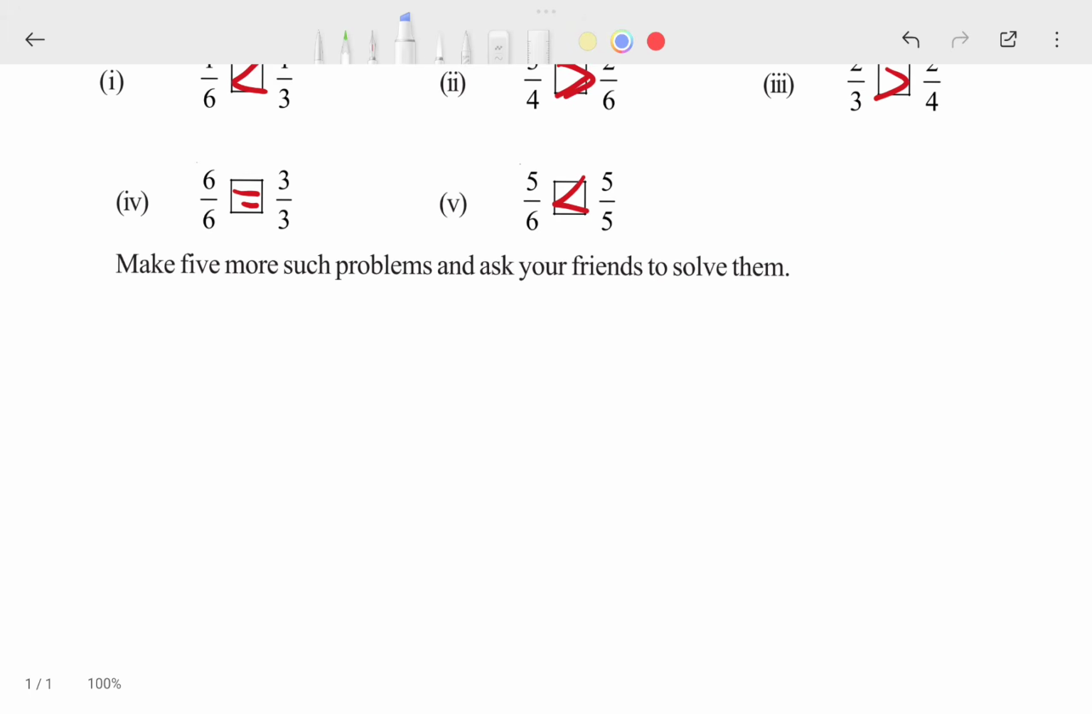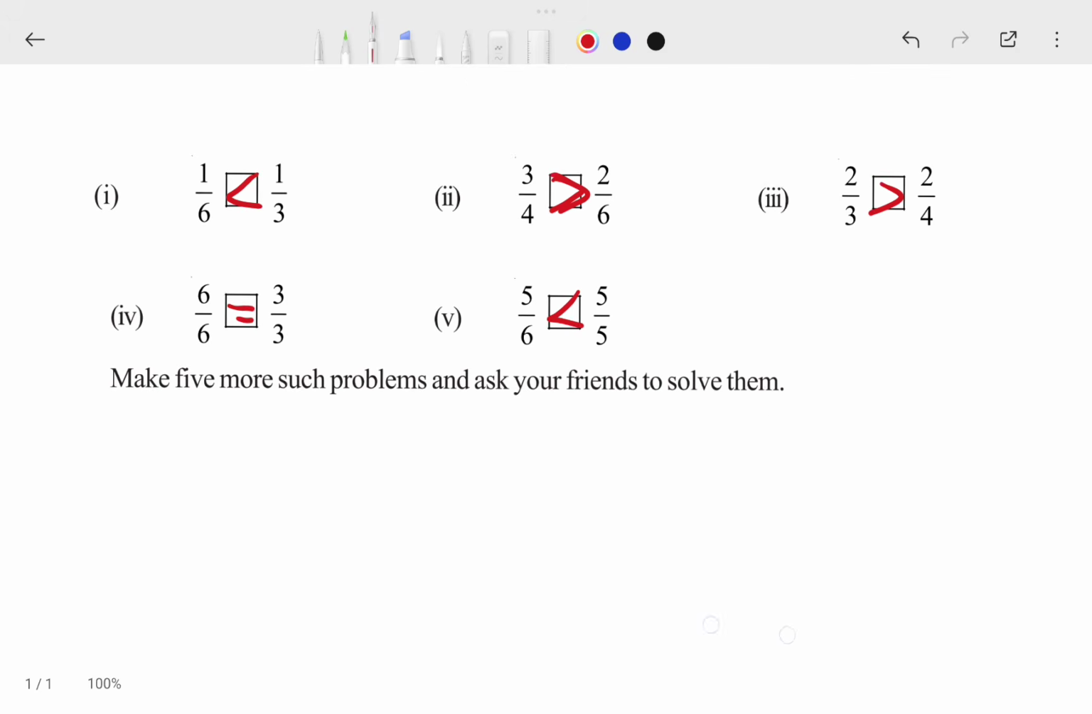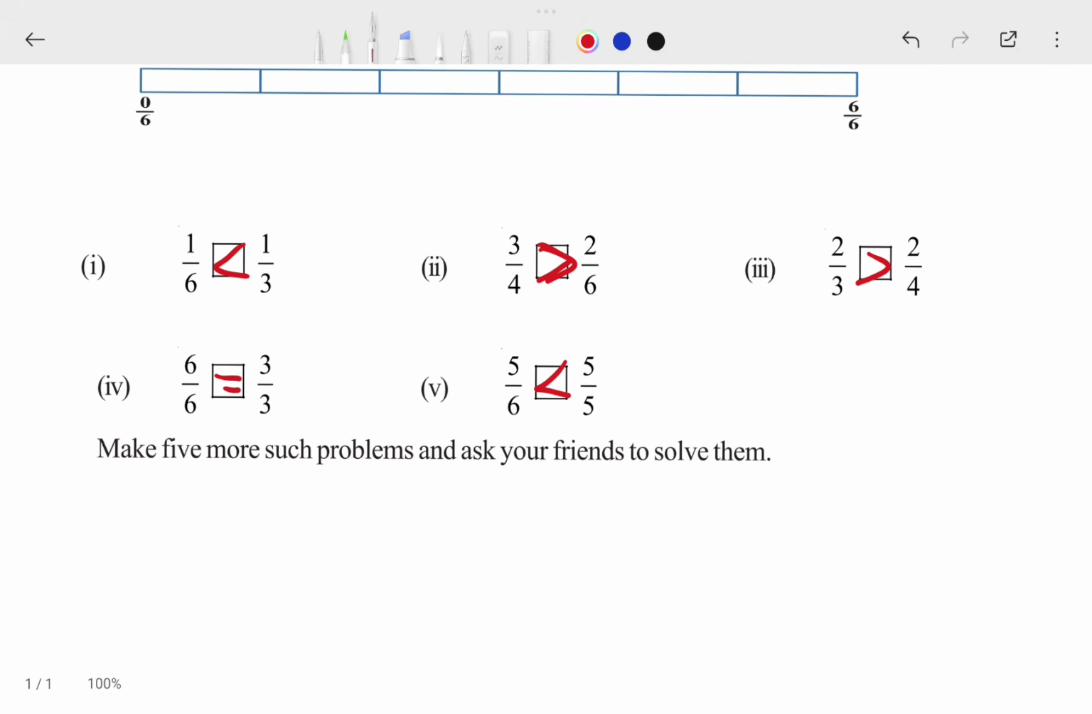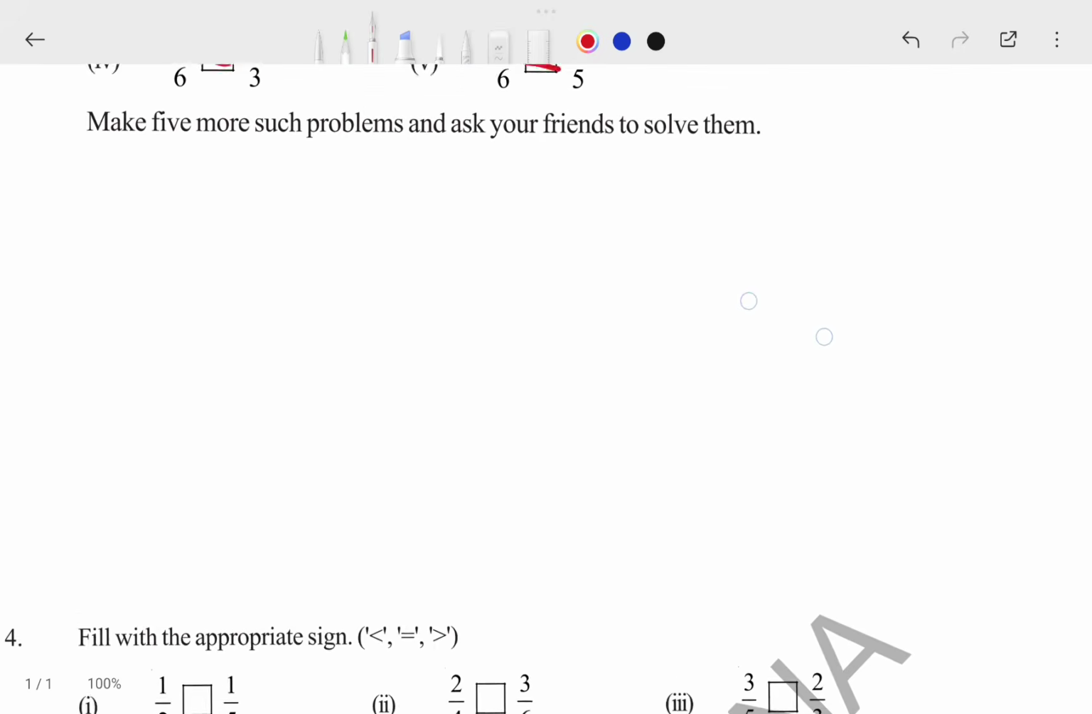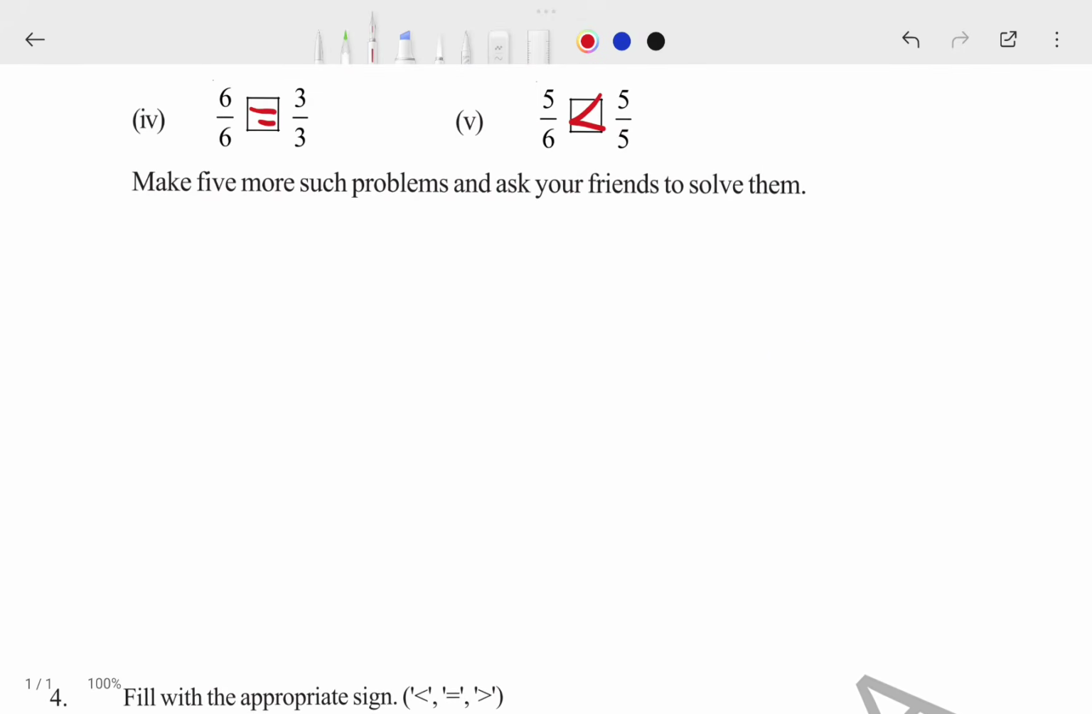Now make 5 more such problems and ask your friends to solve them. Okay, so let's make some problems like that. We have to make 5 more problems, so you can do it like this.